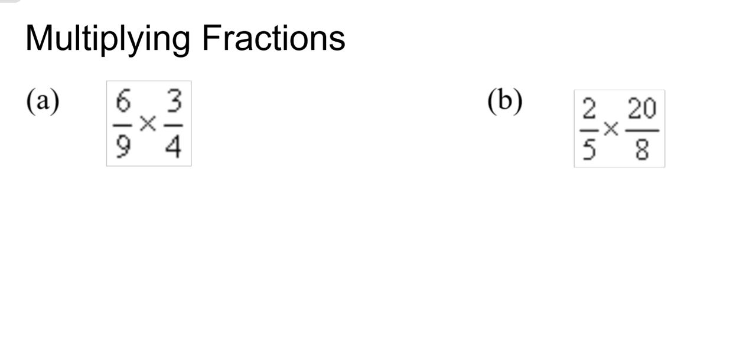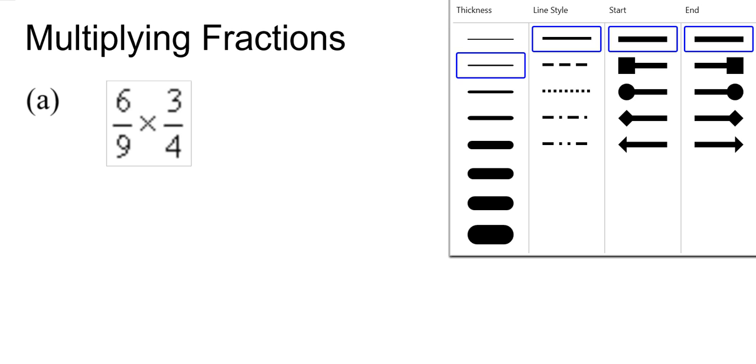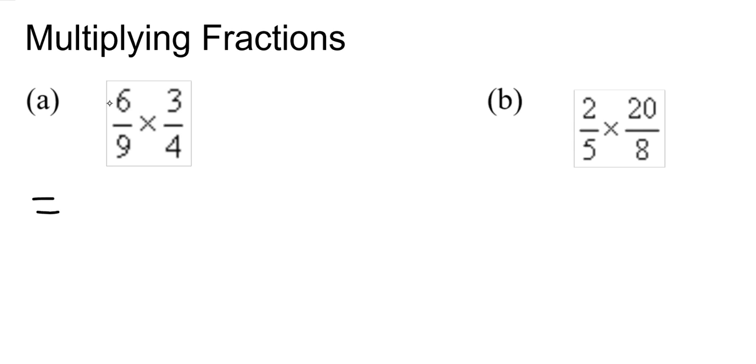So the first step when multiplying fractions, the simplest way to approach multiplying fractions, is to simply multiply tops or the numerators together. So 6 times 3 is 18. And multiply the bottoms or the denominators together. 9 times 4 is 36. And then you're just going to look at the answer and you're going to simplify. And in this case, it simplifies to 1 over 2.